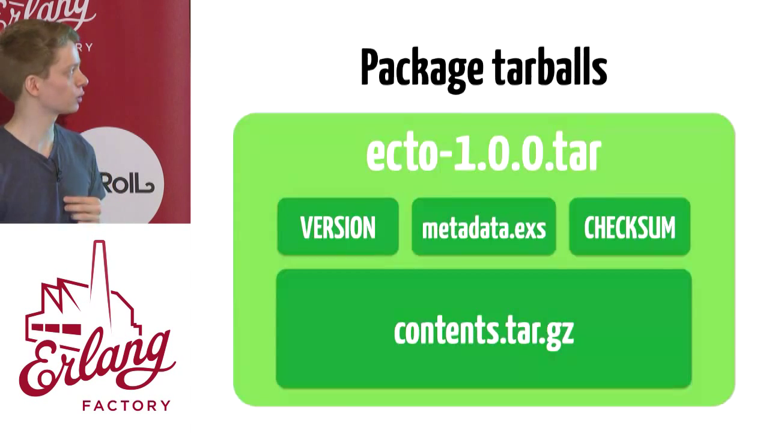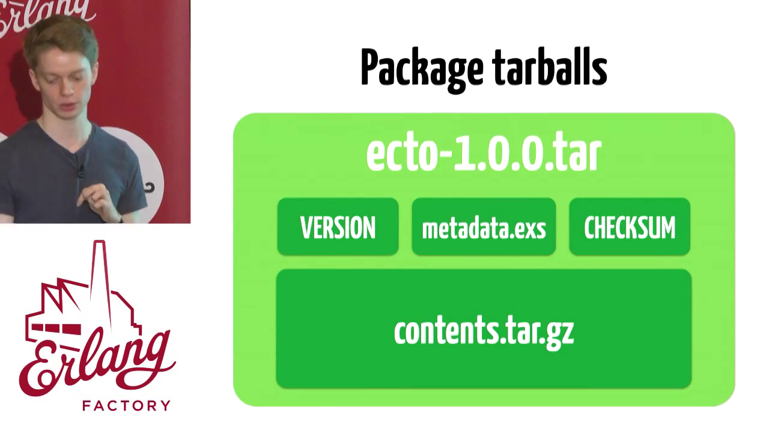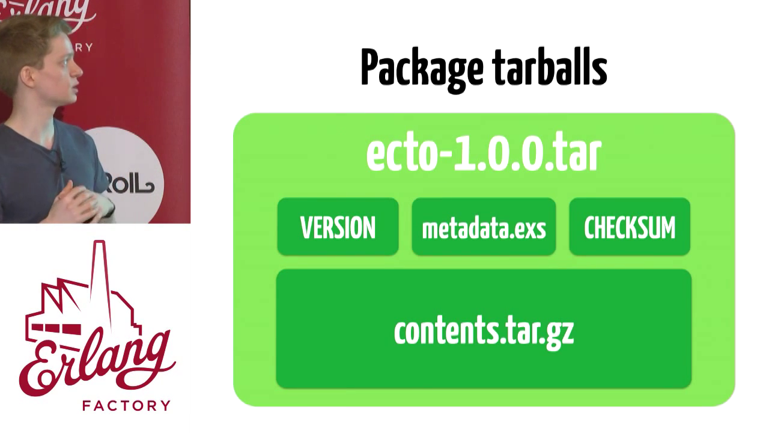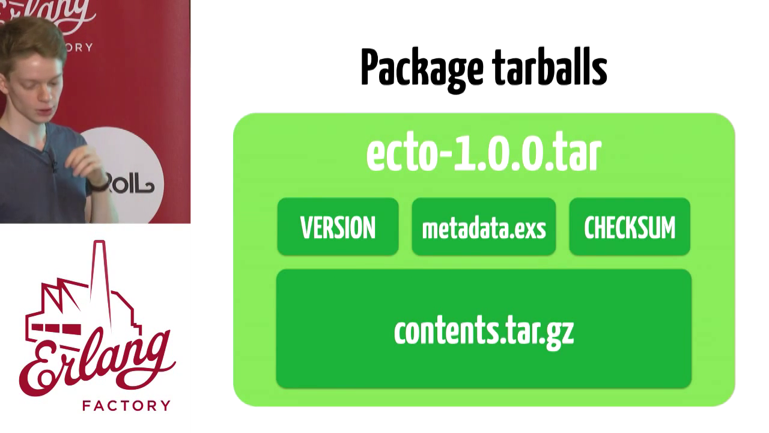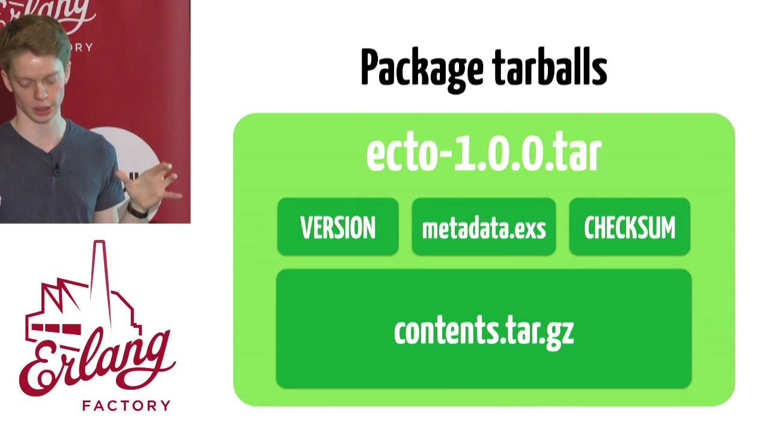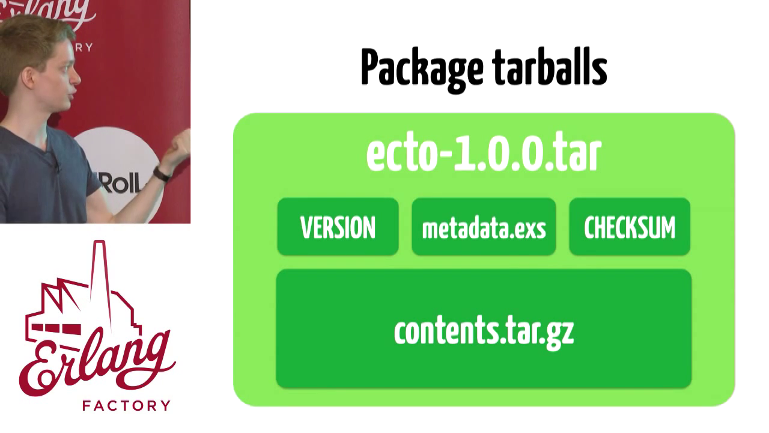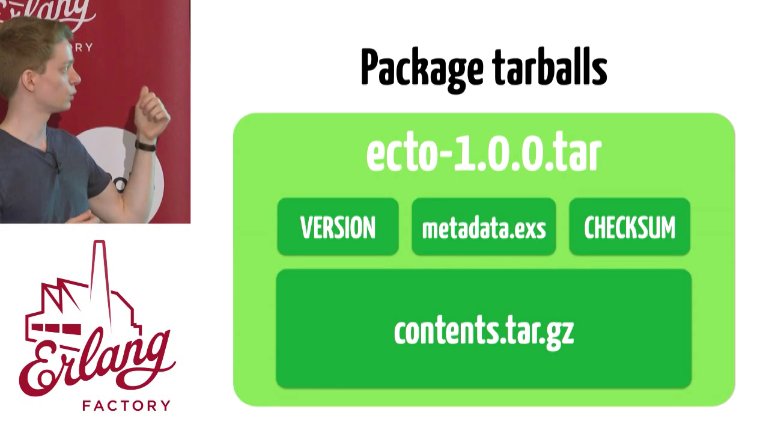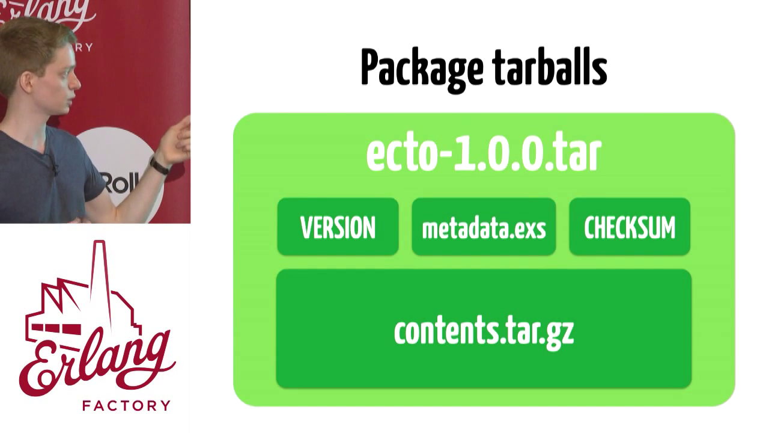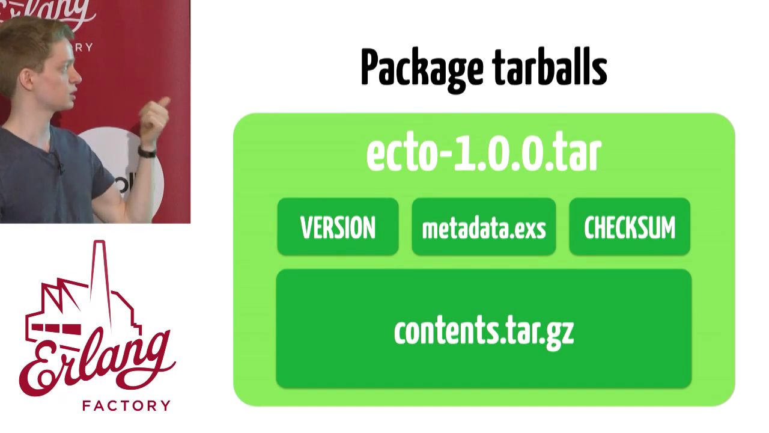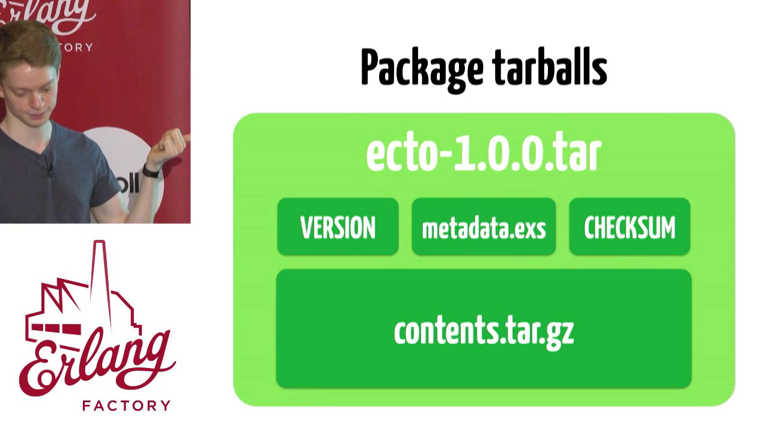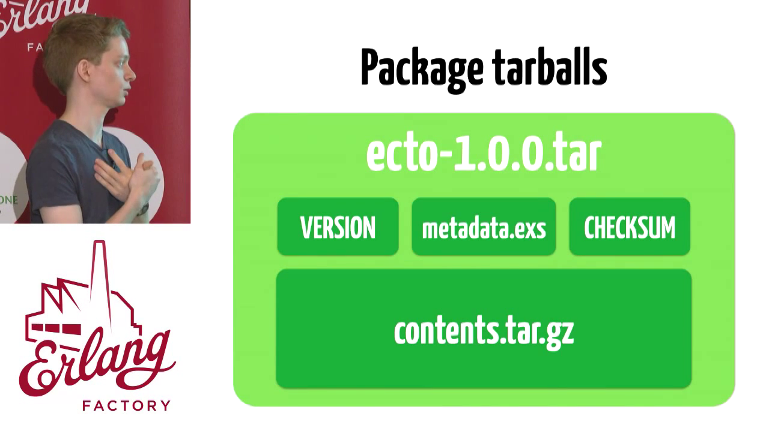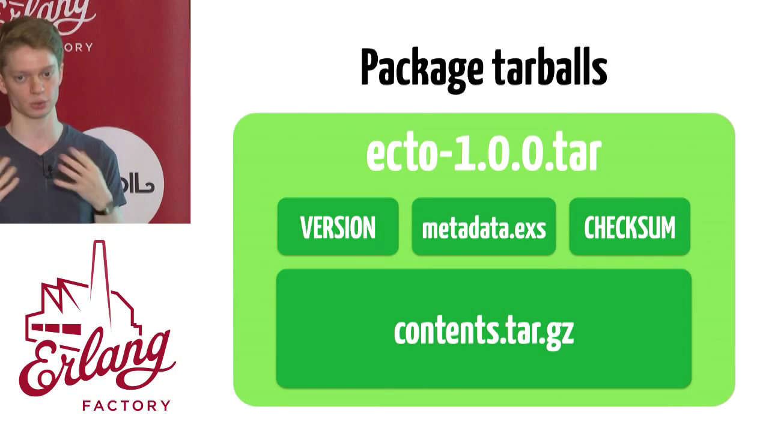Next I'm going to talk quickly about what a package looks like when we distribute it. So this is a package tarball. It's just an uncompressed tarball which contains a version file which we can increment if we're doing breaking changes for packages for some reason. We also have a metadata file which describes the package and a checksum for integrity. And then finally we have a compressed tarball inside which we call contents, which contains the source code of the package.